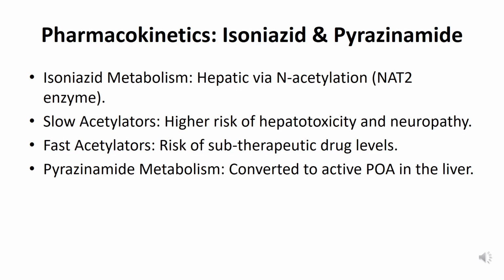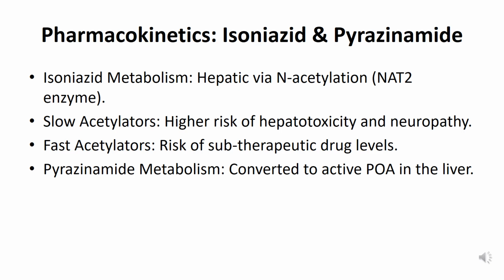On the other hand, fast acetylators metabolize isoniazid more rapidly. The drug is cleared from the body more quickly. As a result, blood concentrations may decline sooner than expected. In some cases, this can increase the risk of suboptimal drug exposure. Lower drug levels may reduce therapeutic effectiveness, particularly if adherence is inconsistent.